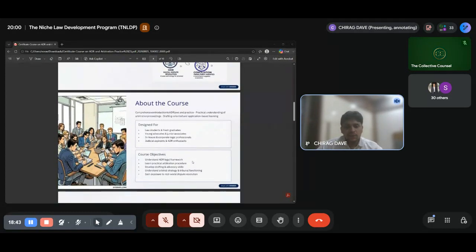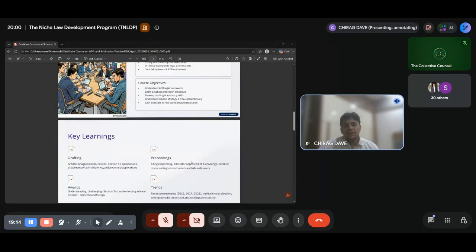The basic objective is understanding the ADR legal framework, basically the Arbitration and Conciliation Act of 1996, learning practical arbitration processes, developing drafting and advocacy skills, understanding arbitrator strategy and tribunal functioning, and gaining exposure to real world dispute resolution. All of these will be included in this course for you to understand the subject in a more detailed and practical sense.